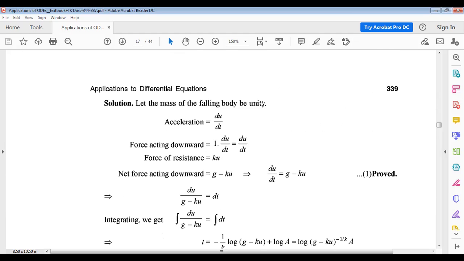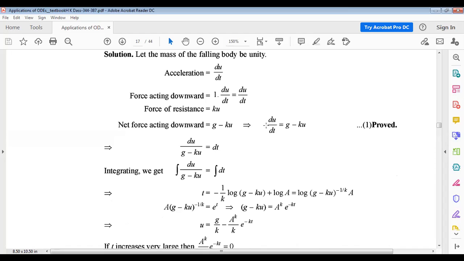Let the mass of the falling body be unity. Acceleration will be what? du dt. Now force acting downwards, force is ma, m is the unit mass. Unit means what? 1. Understand? Unit mass, this is why m is 1, and force will be what? du dt. Resistance force will be ku. This is given. Net force acting downward is z minus ku. Therefore, du dt equals z minus ku. This is the condition to be proved.